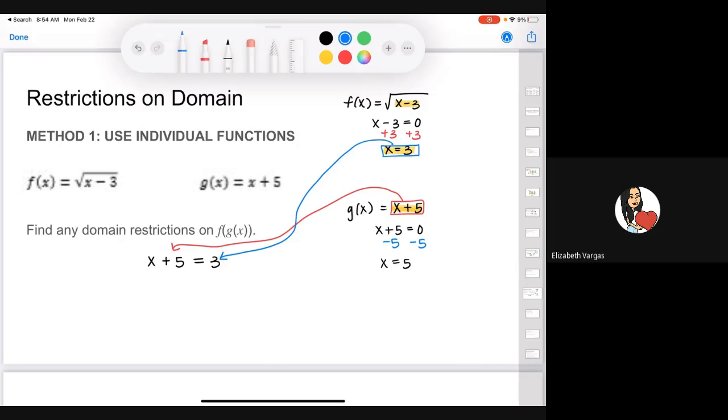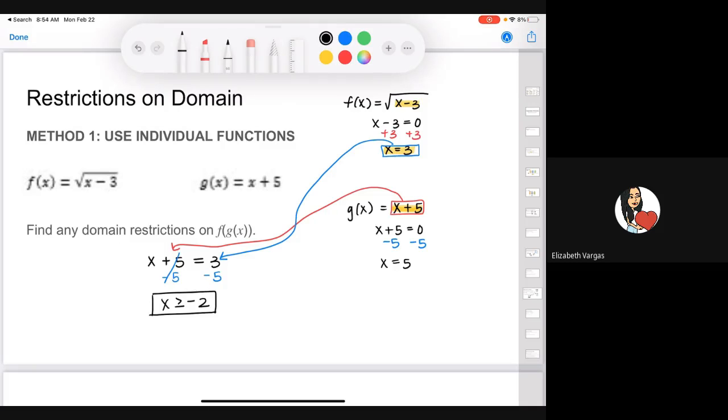And the way we would do that is you want to isolate x, and we'll see that x is equal to -2, and so that is our domain restriction. More specifically, x would be greater than or equal to -2. Okay, so that's how you take the individual domain restrictions and then find the commonality.